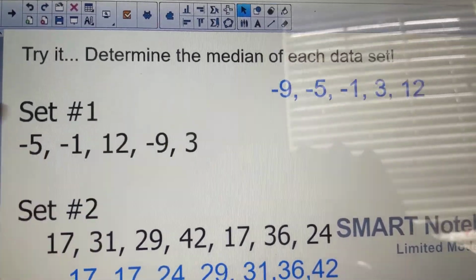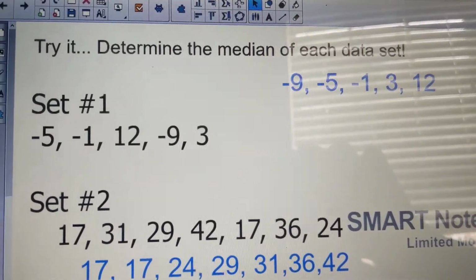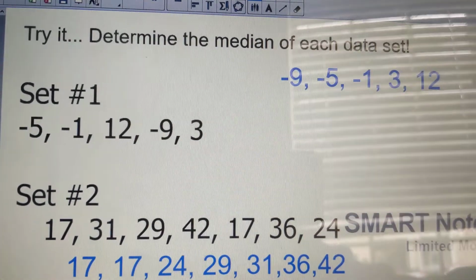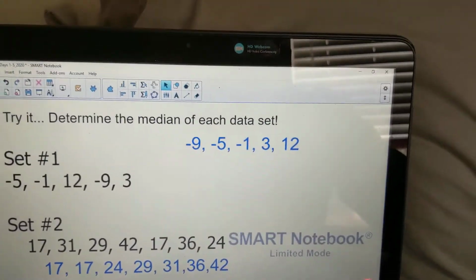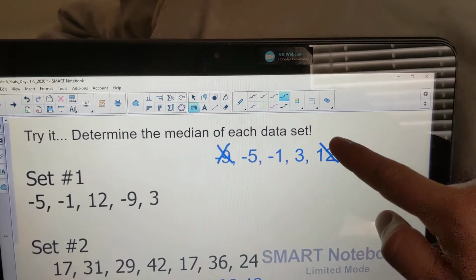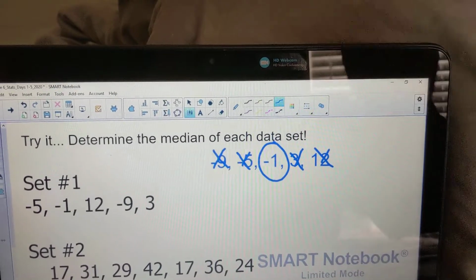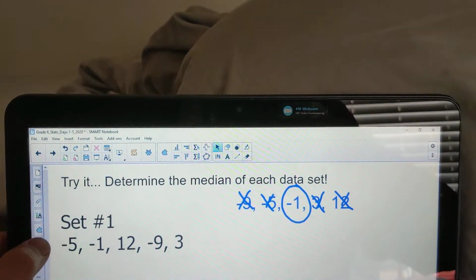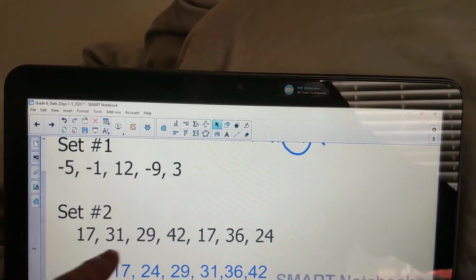Looking at this data set, the easiest mistake is people think that 12 is the median number because it looks like it's in the middle of these numbers. But when you actually put them in order, you see 12 is definitely not the middle number. It's actually the largest number. So to find the middle number, I take out the largest and smallest values, and I see that in this data set, the middle number is actually -1.